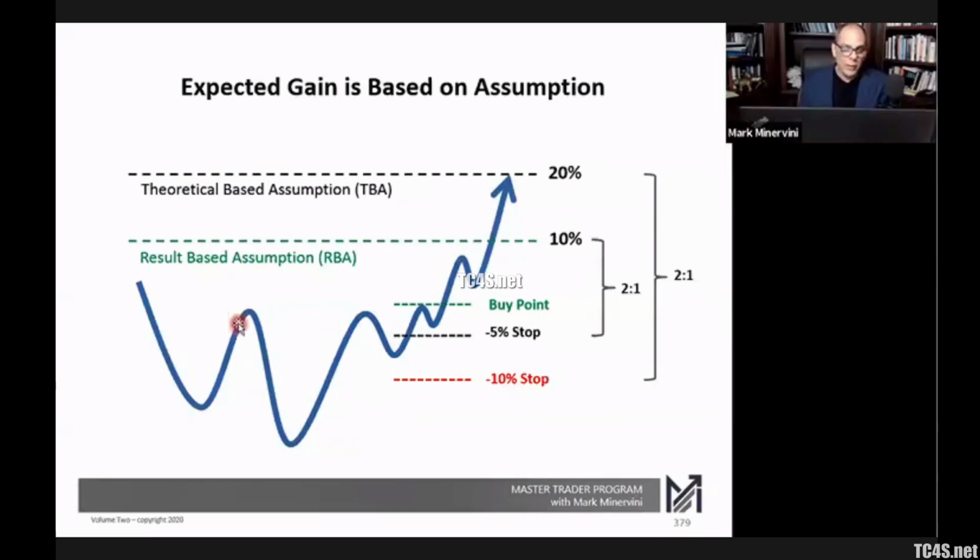So if you were to say, on a theoretical assumption, I think the stock's going to go up 20%, and you set your stop at 10%, you're essentially having a 2-to-1, but that might be a false 2-to-1. In reality, maybe you only have a 10% gain. So now you would be 1-to-1 and you wouldn't make any money. And you're scratching your head, why don't I make any money? Well, because your assumption's wrong. With a result-based assumption, I'm using my real-life results, and now I'm using a 5% stop because I have a 10% gain. Now that's a 2-to-1. That's a real 2-to-1, at least up until now.